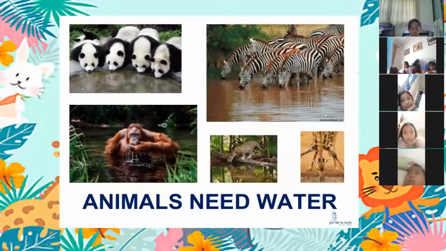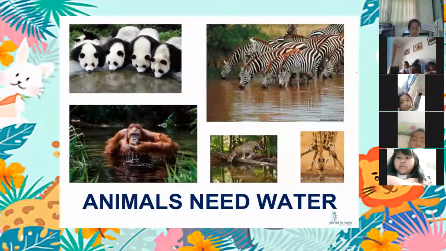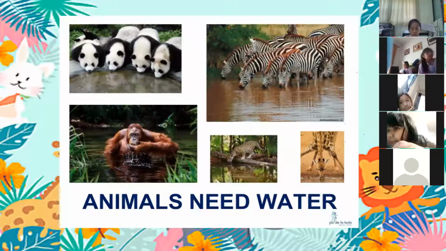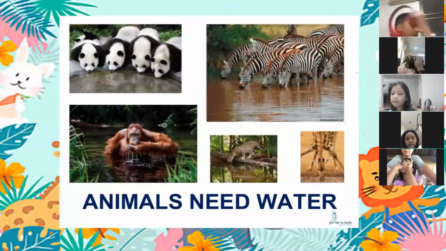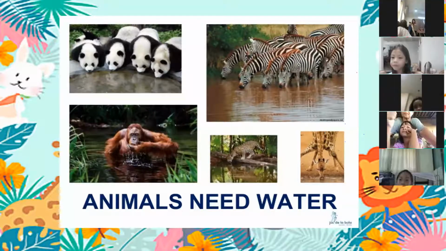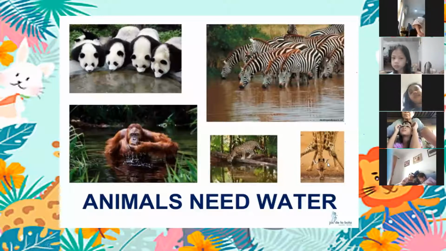Next is animals need water. Water. Do you eat water? Do you drink water? Yes or no? Yes. The answer is yes. We are drinking water. Animals also need water to drink. Like this, panda is drinking water, zebra is drinking water, orangutan is drinking water, and all of the animals. Some of you are laughing, maybe you're happy. Okay? Number 1, food. Number 2, water.